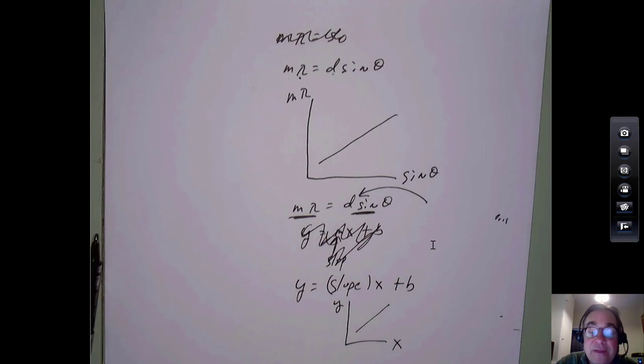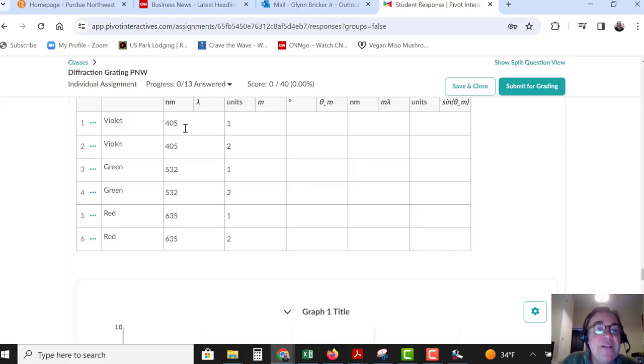Okay, let's go back to the actual lab. Here's the data table. Here's the wavelength: violet, green, red. Here's the order, and here's the angle that goes along with those. This is m times the wavelength, which we talked about already, and then this is the sine of theta.